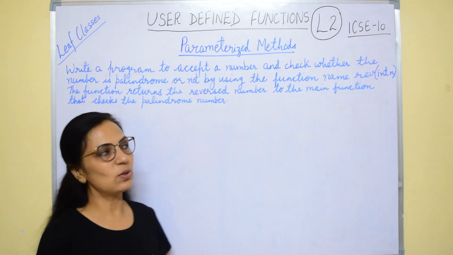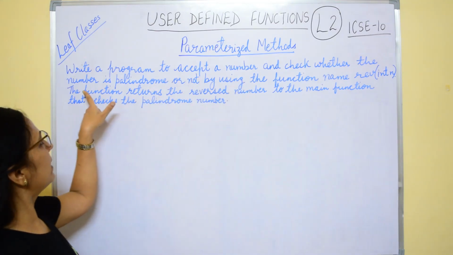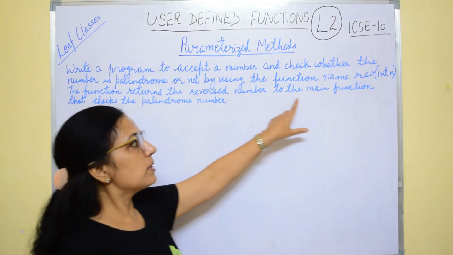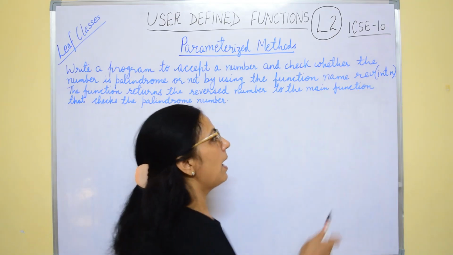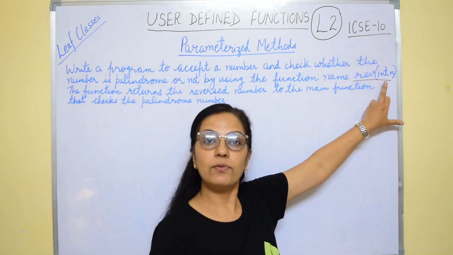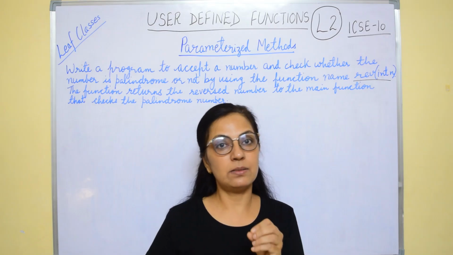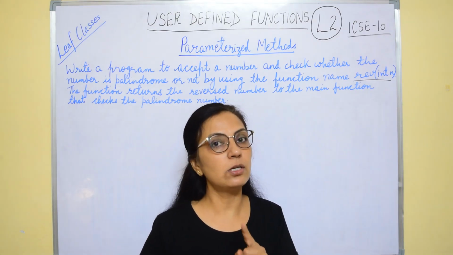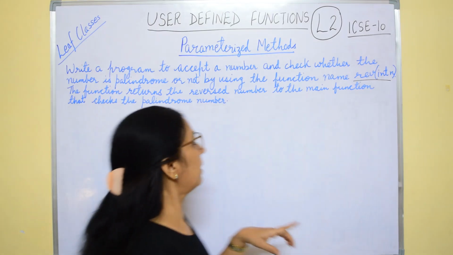We begin with the next question, which says: write a program to accept a number and check whether the number is a palindrome or not by using the function name rev. Rev is the function name, and int n. This is given here along with the data type and the variable name. So please note that if the variable name is given in the question, you will not take the variable name of your choice. That name only you have to use, okay?